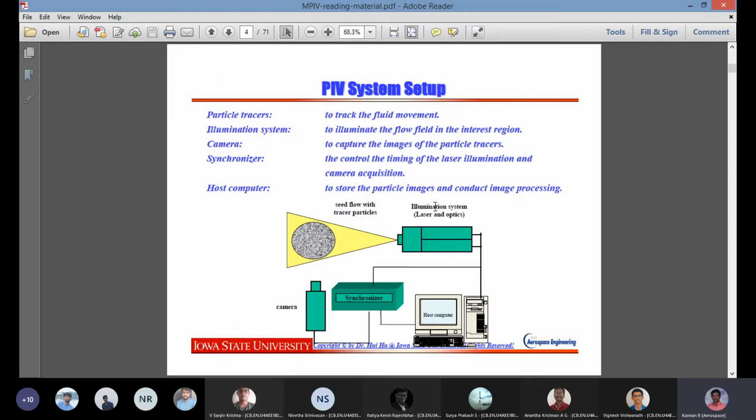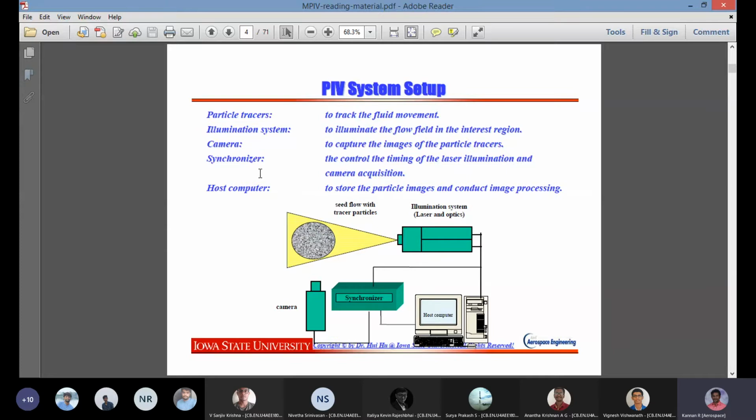So another thing is, in the PIV setup, what are the things that are required? We need a particle tracer to track the fluid movement. The second thing is the illumination system. It's going to be a laser plus optic system, because the beam that is coming out of your laser, we need to convert it into a sheet. For that we need the optics. And the next thing is your camera to capture the images of your particle tracer.